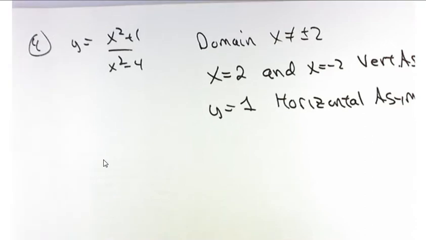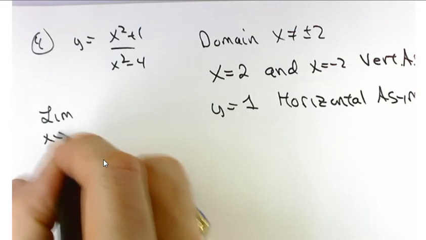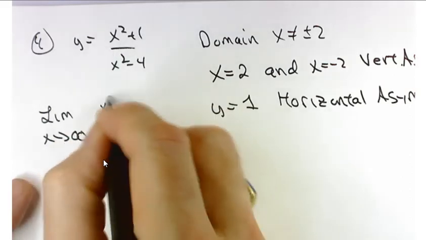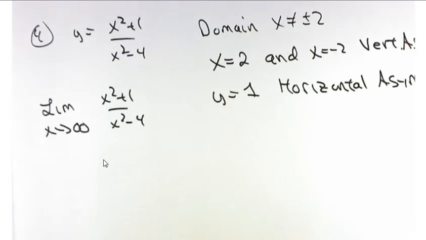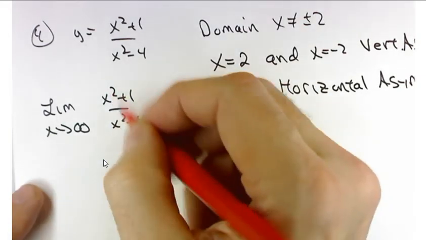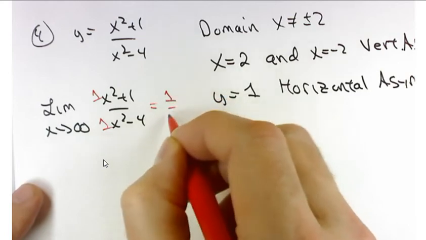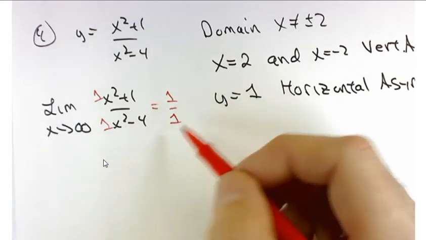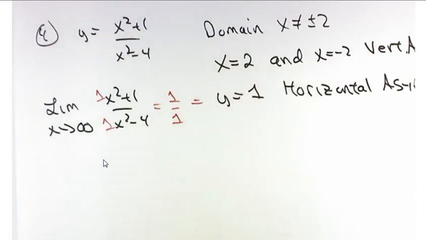If you're not quite sure about that one, it comes from the limit as x approaches infinity of x squared plus 1 over x squared minus 4. Because the numerator and denominator have the same degree, it's going to be the ratio of the leading coefficients that represents your limit. 1 over 1 gives you y equals 1 for your horizontal asymptote.